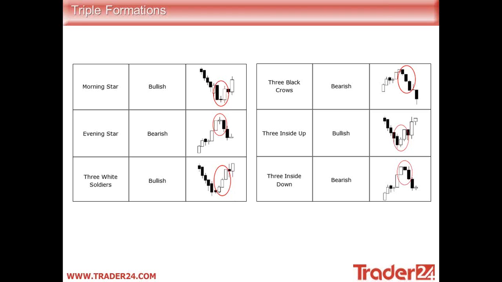Finally, the 3 inside up and 3 inside down, 1 bullish, 1 bearish. Basically, you can see what the formation is there. We've had 1 full black candle followed by 2 strong up Japanese candles being formed there, and then conversely on the downside, we have 3 black crows followed quite shortly after by a 3 inside down. So really, some good formations there.